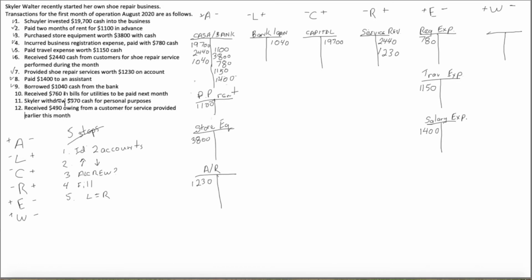Received $760 in bills for utilities to be paid next month. All right, so received bills. No one likes to get bills for things, right? Car bill payments, utility bills, any bills are bad. So if something's bad, what does that fall under? Generally a liability. So that's one account that would fall under. It would be accounts payable, because we have to pay it down the road. So we'll make that account in here.